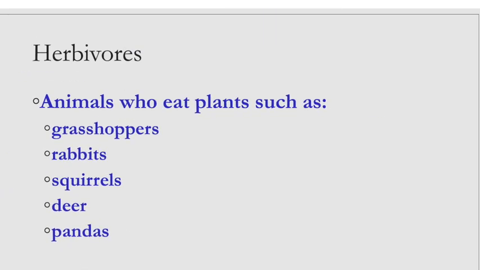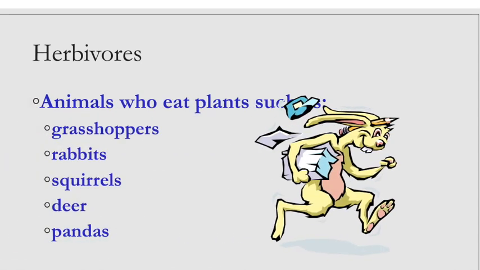So herbivores, they are animals or organisms that eat plants. And the examples that I have on the screen are grasshoppers, rabbits, squirrels, deer, pandas. Now I would like for you to think of some examples of animals that you think only eat plants. Very good.